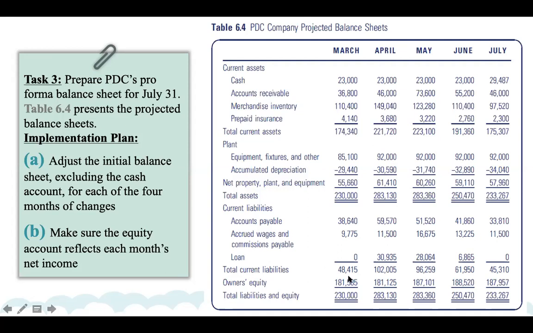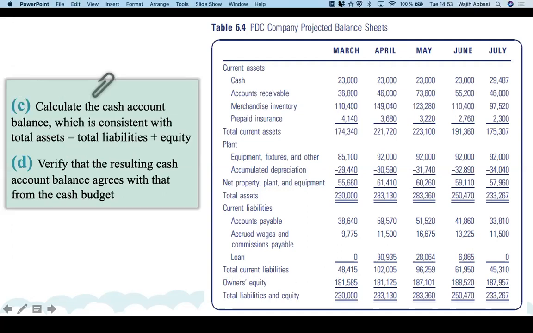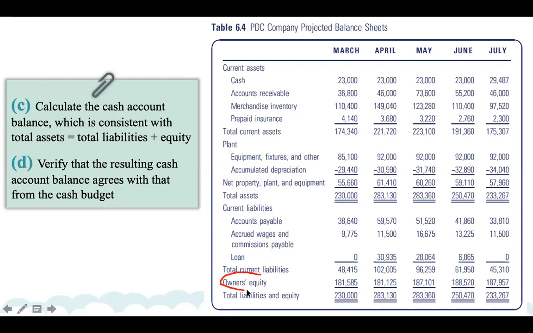Now, the final thing is the owner's equity. See? So the owner's equity here is changing. The modification of the owner's equity comes from what we call the retained earnings, or the earnings of each month. For example, here, by the end of the month of March, we have $881,585, right? Now let's go to the income statement of April.